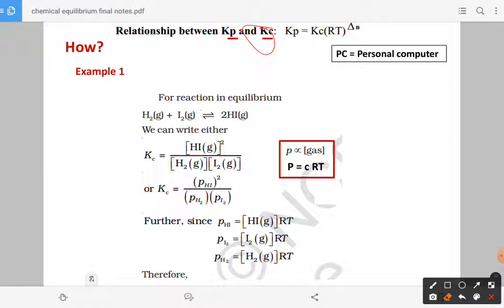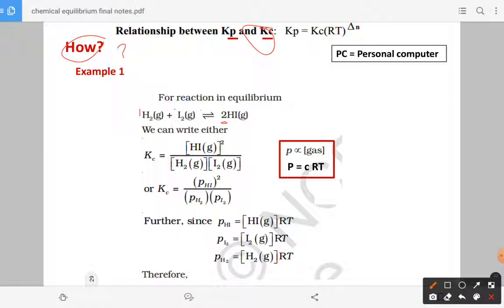Now let us see how this relation came about. I am taking one example. The equation here is H2 plus I2 gives rise to 2 moles of HI. This is the equilibrium equation. Now if we write Kc, the expression is: the product molar concentration raised to 2, because the coefficient here is 2, so the concentration term is raised to 2. Next, the reactants are H2 and I2, where the coefficient is 1 each.